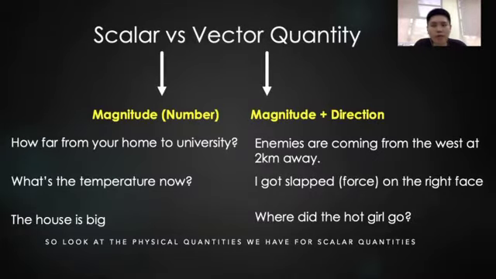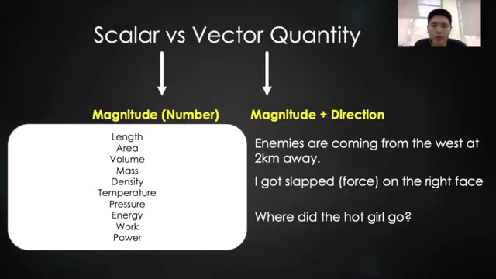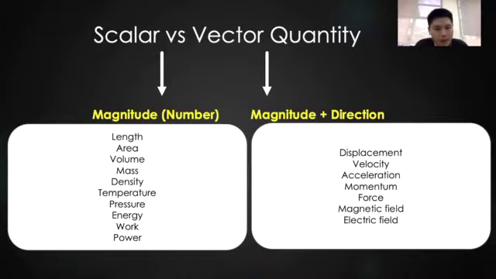So look at the physical quantities we have. For scalar quantities, we have length, area, volume, mass, density, temperature, pressure, energy, work, and power. All these quantities focus just on the number. Whereas vector quantity examples are displacement, velocity, acceleration, momentum, force, magnetic field, and electric field.